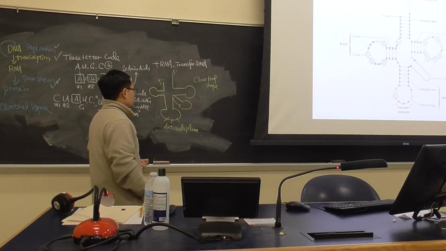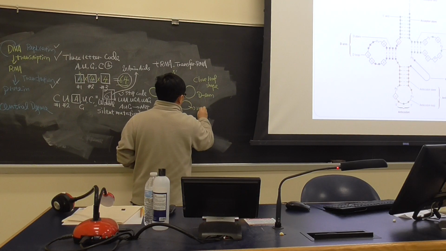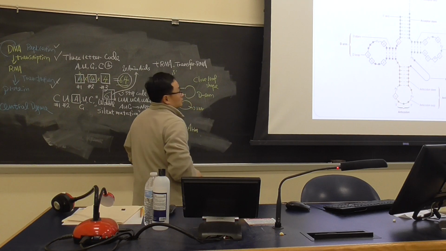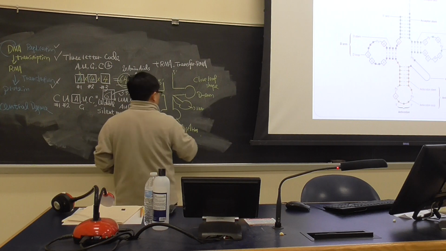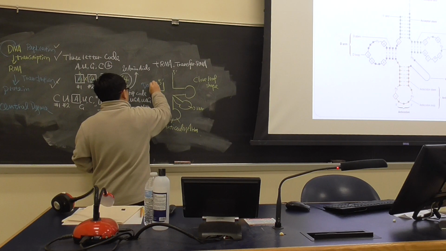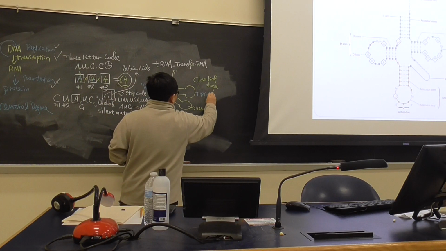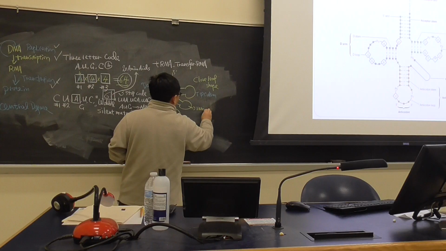Now you have these like D arm, variable arm. Sorry, D arm is on the other side. The D arm is right here. You have a D arm, T theta C arm, and also a variable arm.